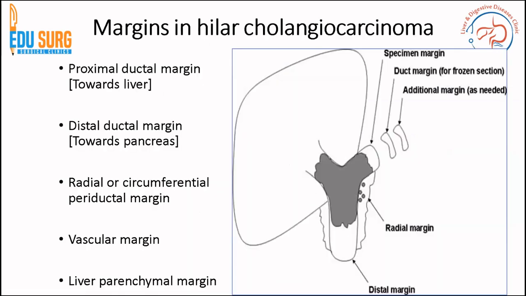So when we talk of margins in cholangiocarcinoma, there are 7 margins to be considered. There is the specimen margin, there is the radial margin, there is the proximal and distal margin, and there is the ductal margin and the parenchymal margin. So all of these margins need to be considered when we talk of margins in hilar cholangiocarcinoma.